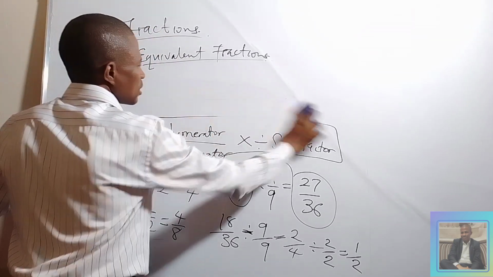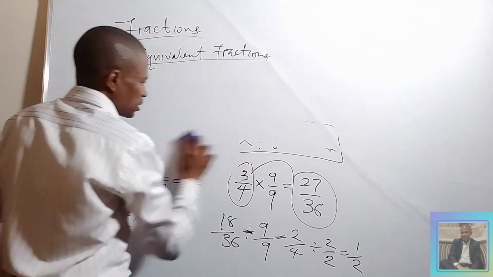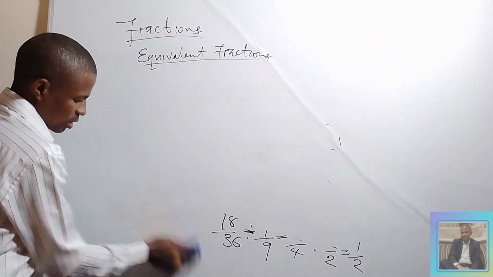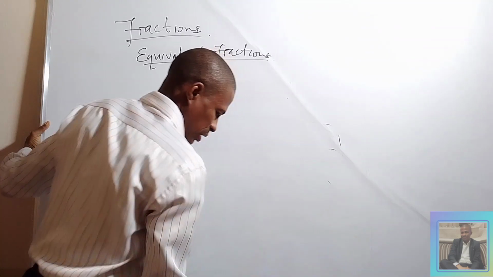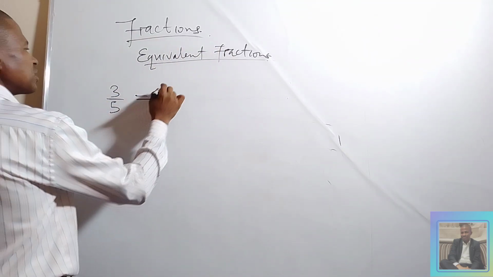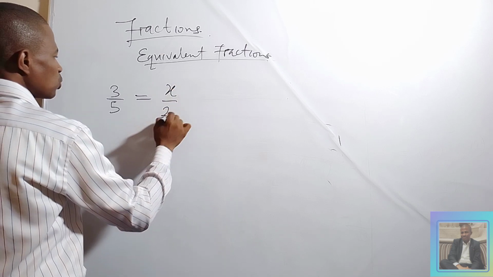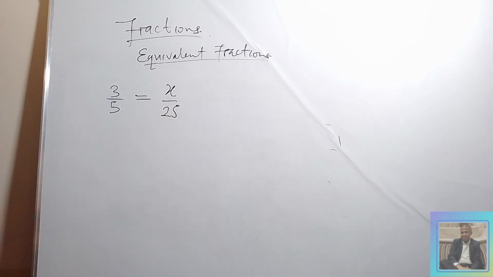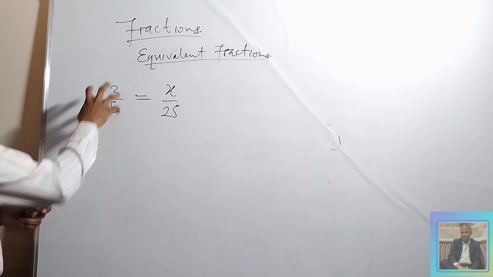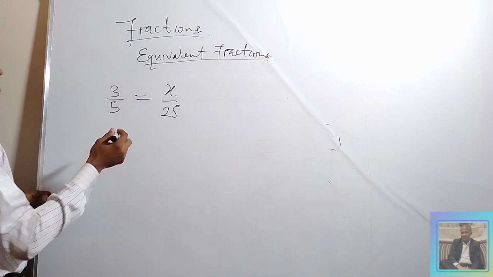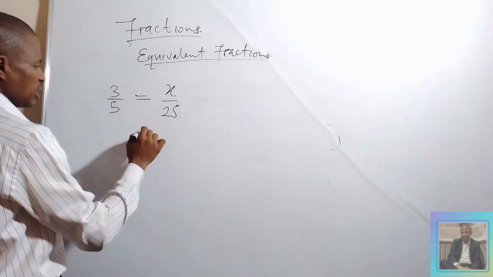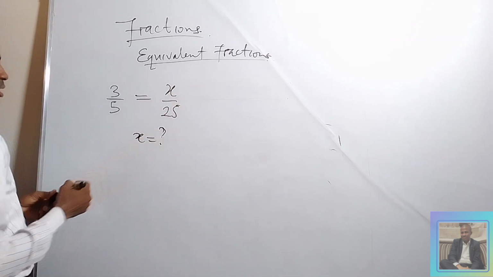Let's look at some examples, some questions, as we continue this class. For instance, we have something like 3 over 5, and we are told that it's equal to x over 25. This question means that the fraction 3 over 5 is equivalent to this. How do we get x here?